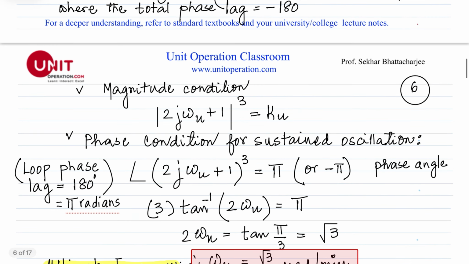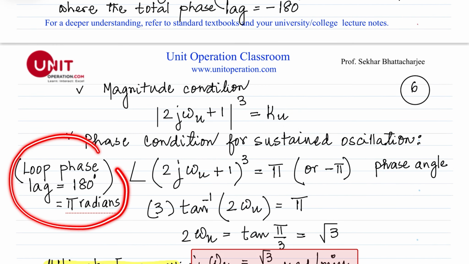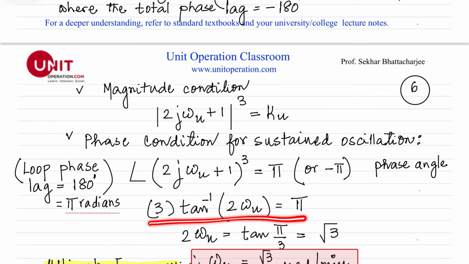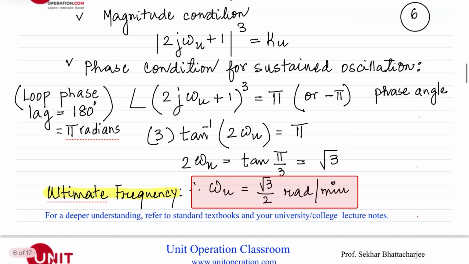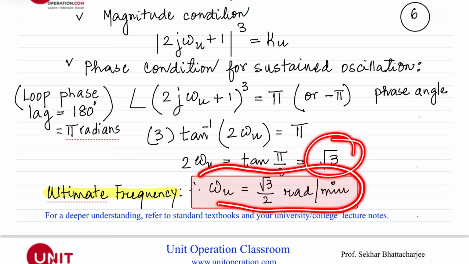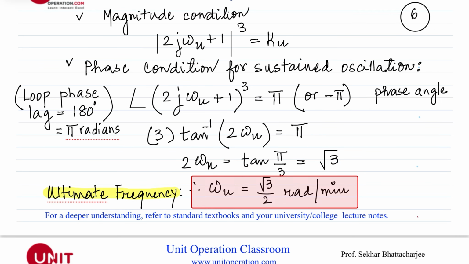We know that. This is the magnitude condition, and of course, the loop phase lag is going to be 180 degrees or pi radians. This is very standard, and from there omega is 10 pi over 3, that's root 3. So this is equal to the ultimate frequency. Okay, so that is the sustained oscillation for that particular process.